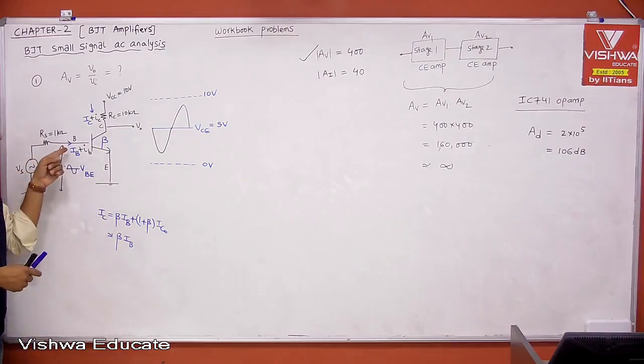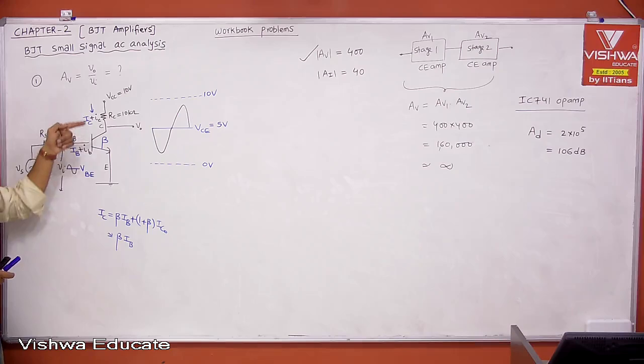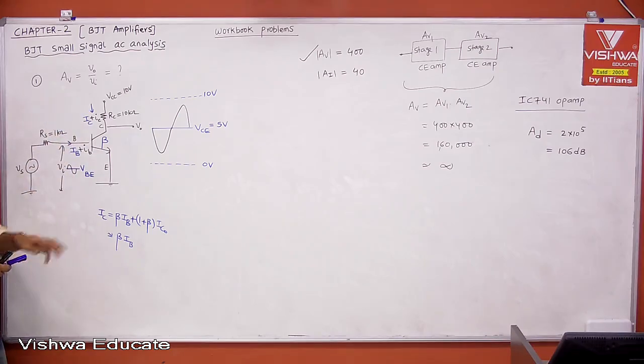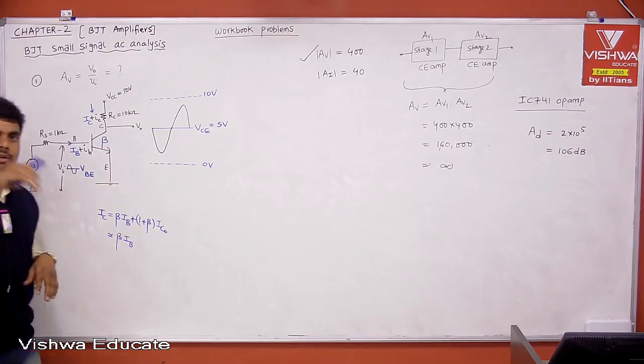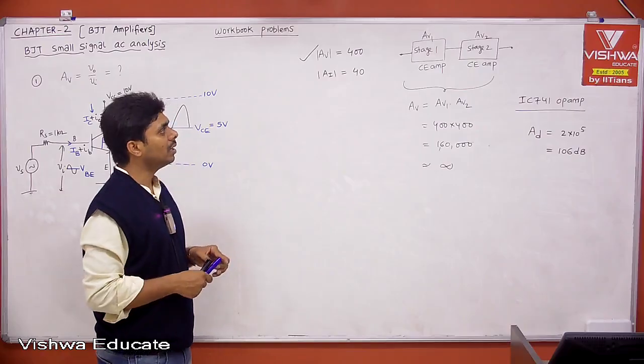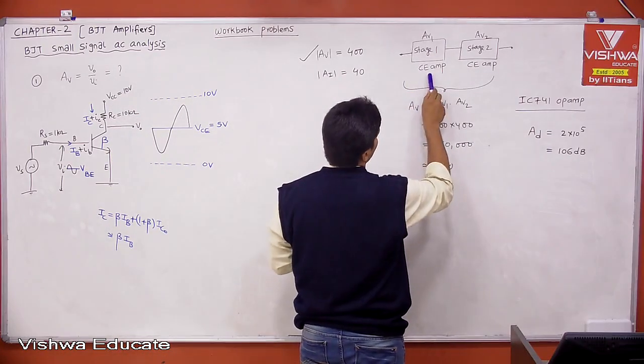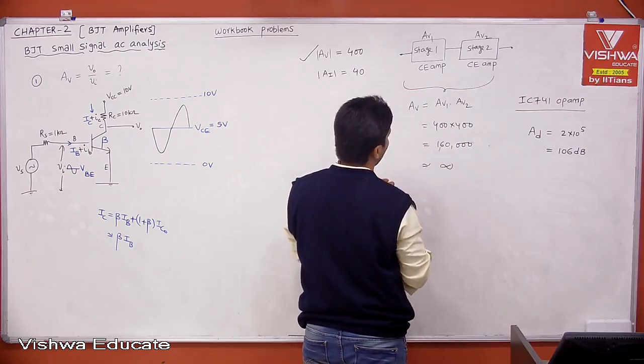Let us say the input current is 10 microampere. Then 40 into 10 micro, which is 400 microampere or 0.4 milliampere, you are driving to your load. Remember, having single stage gain 40, or if you take multi-stage, it will have AI1, it will have AI2, then overall gain.